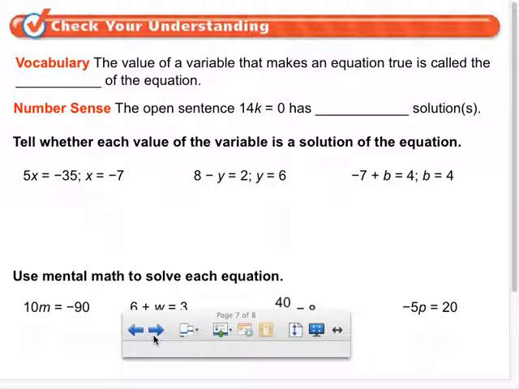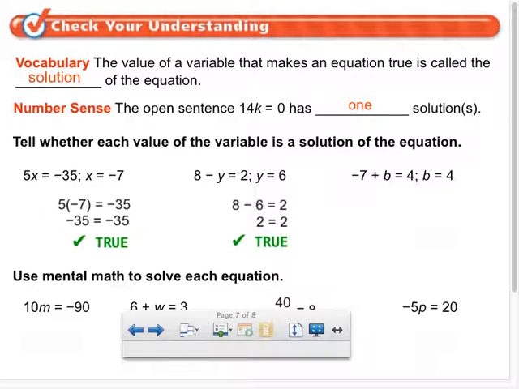The value of a variable that makes an equation true is called the what of the equation? Who's got this? What is it? It's the solution, right? The open sentence 14k equals 0 has blank solutions. Has one solution, right? Tell whether each value of the variable is a solution of the equation. So if I substitute -7 here for x, is that going to be true or false? True. That's true. So is that a solution? Yes, that's a solution. What about here? If I substitute 6 for y into this equation, 8 minus y equals 2, is that true? Yes. That is true. So that is a solution.